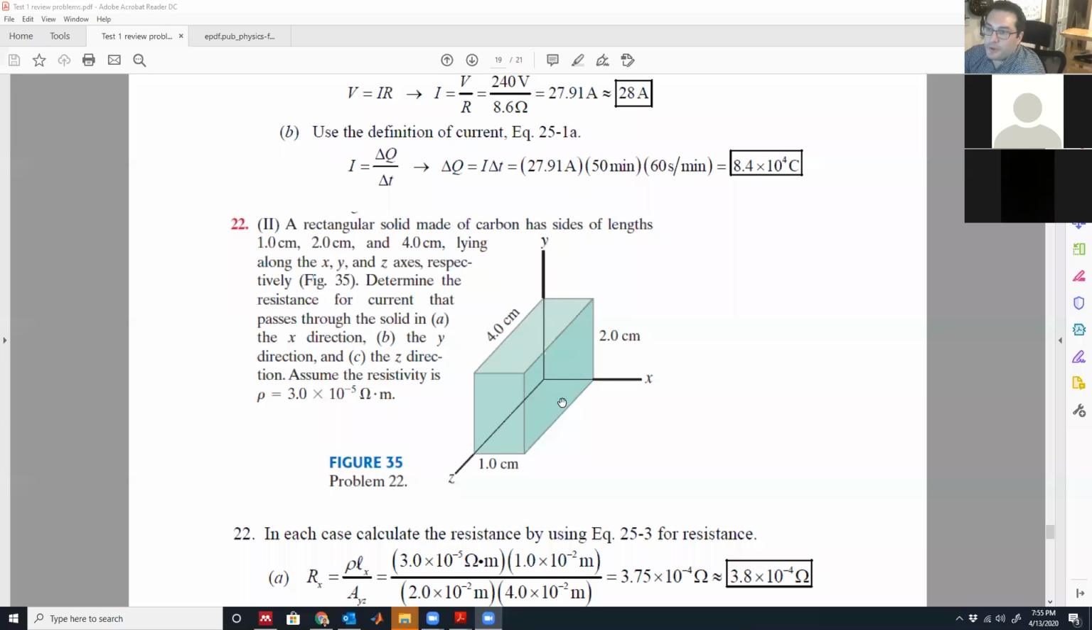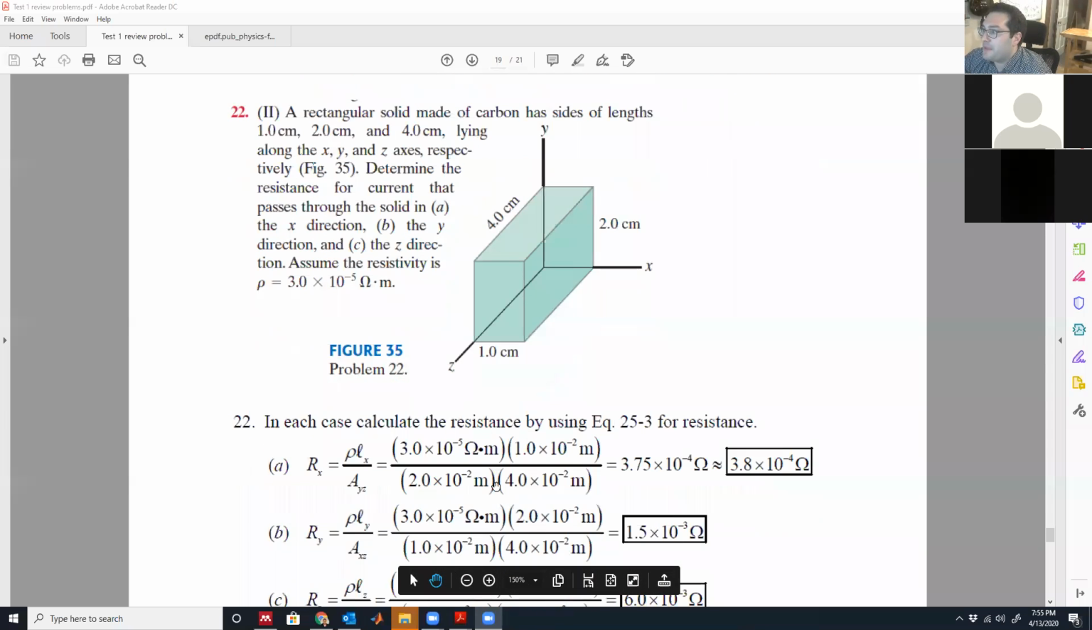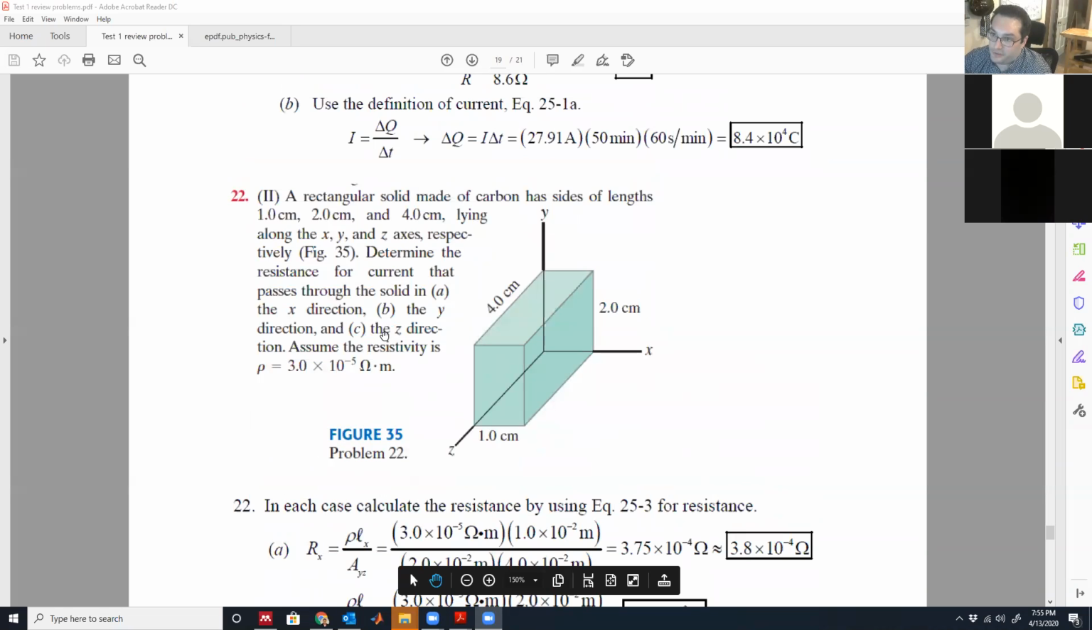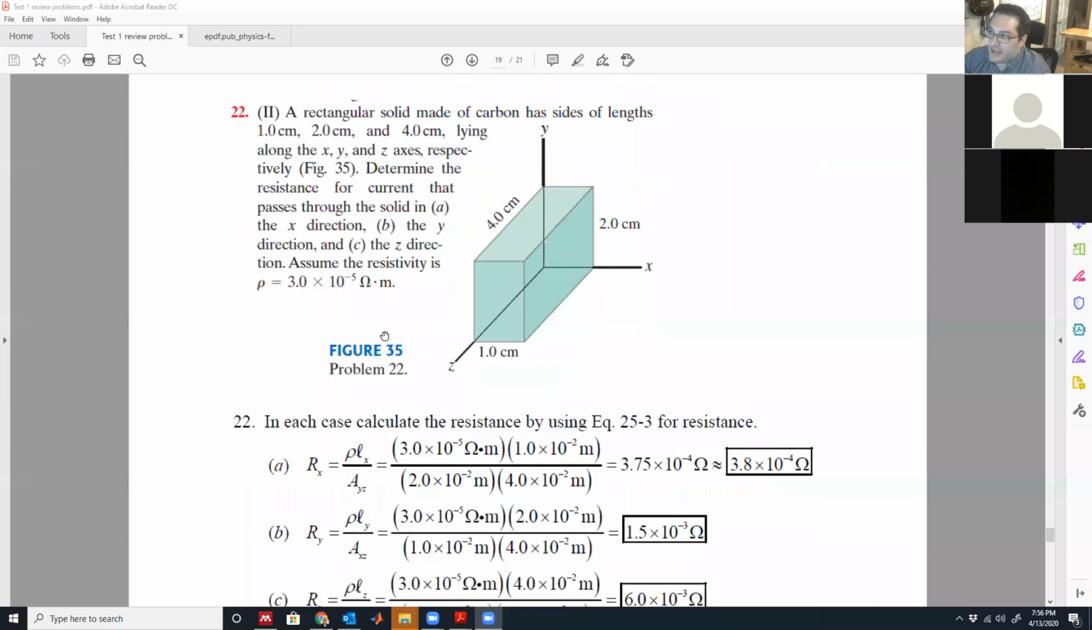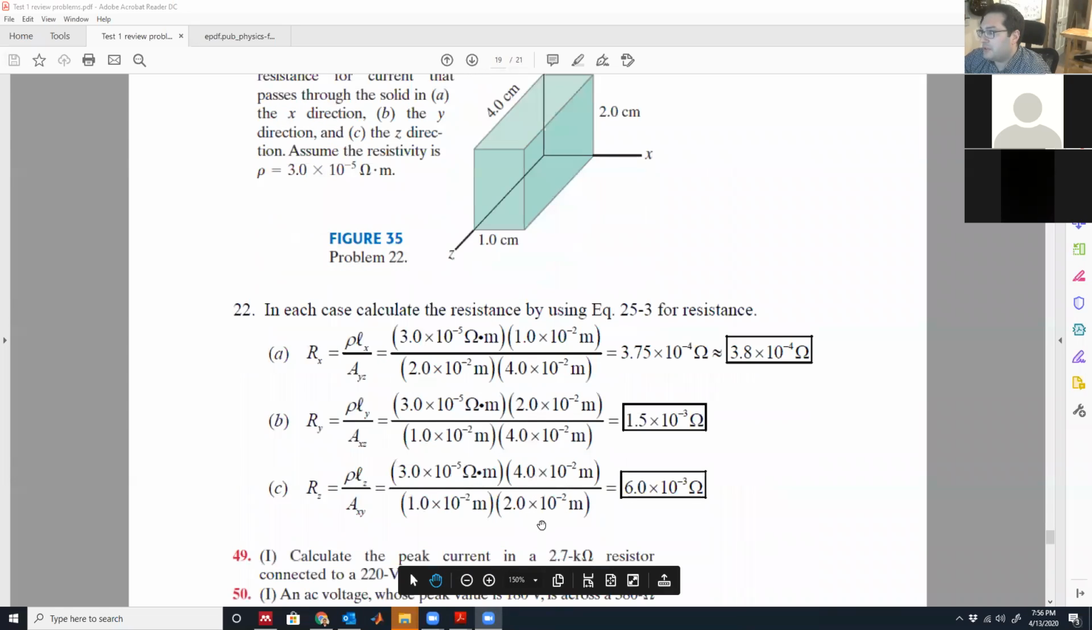Okay, yep. So you look for something that minimizes the distance that the current will travel through the material and the surface area, right? And then in the question, they actually calculate the resistances for all three sides, right?